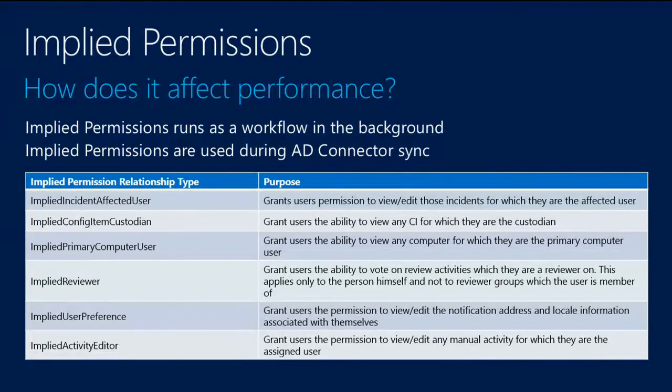But remember, implied permissions is there for a reason. If you disable implied permissions, the user won't be able to see their own tickets on the self-service portal. They won't be able to update these. Reviewers won't be able to vote on your review activities.